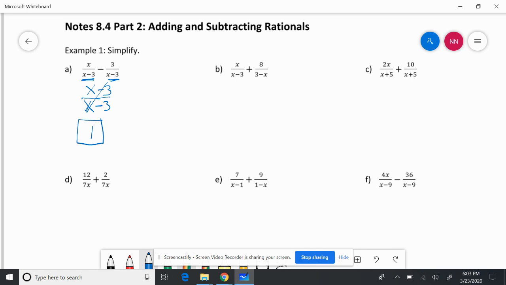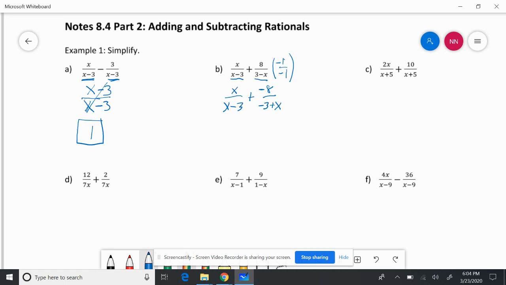Now, looking at letter B, for me, I think this is the most difficult because they're different: x minus 3, 3 minus x. So what we have to do is multiply the top and the bottom by -1. Now, when we multiply the top and the bottom by -1, what we have is x minus 3, plus -8, over -3 plus x, because we multiply the -1 times the 8, which gives us -8, the -1 by the 3, which gives us -3, and the -1 by the -x, which gives us a positive x.